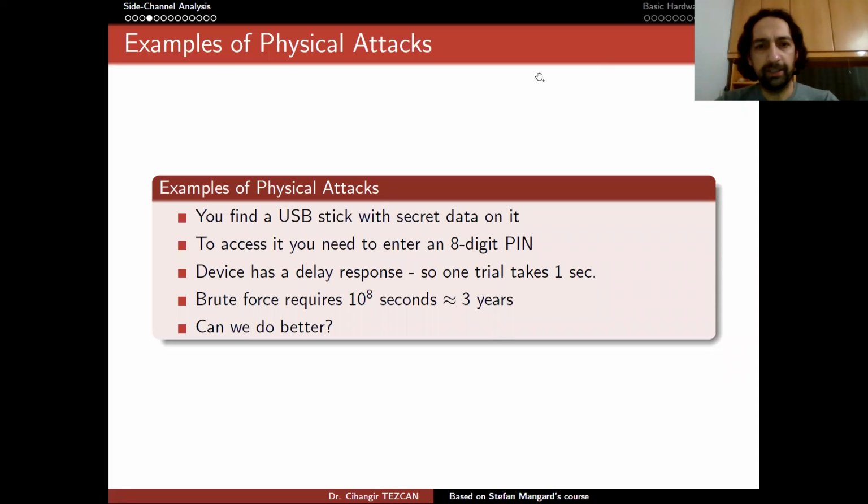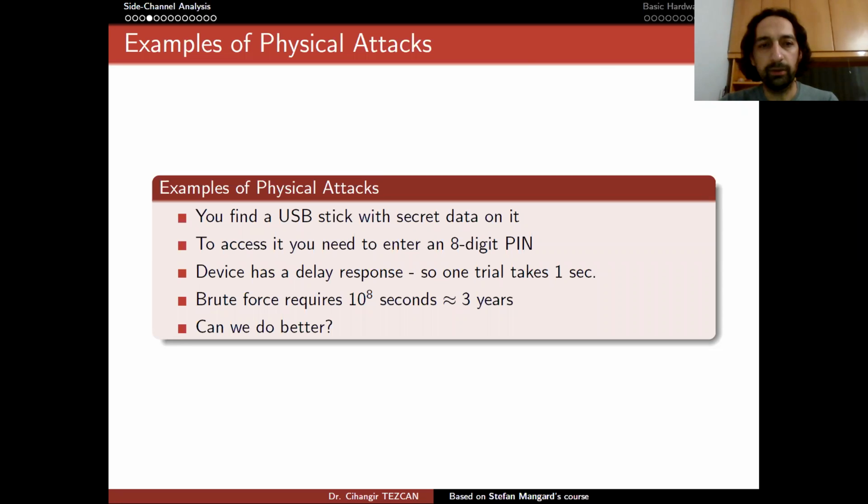Last time we talked about timing attacks, and now it is time to talk about power analysis. But before moving on, let's recall our example and remember what the timing attack was. So our example was as follows. We are talking about physical attacks.